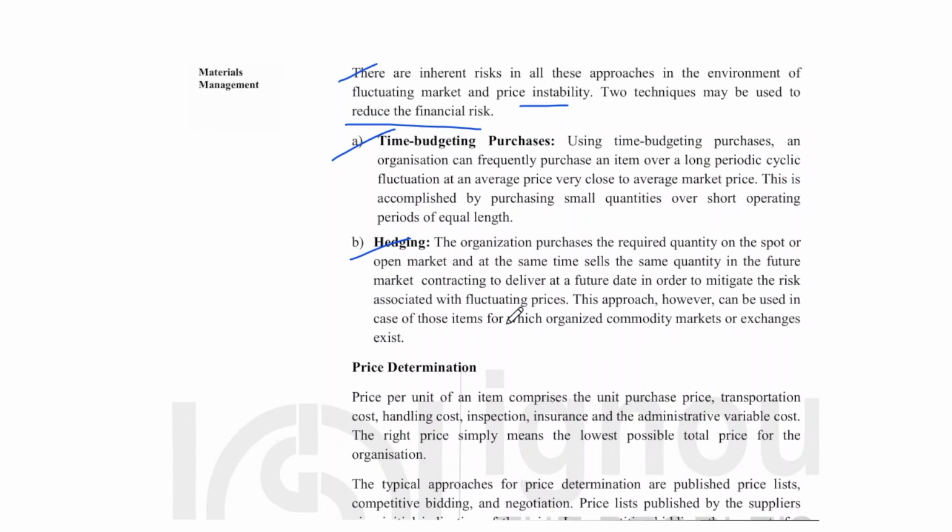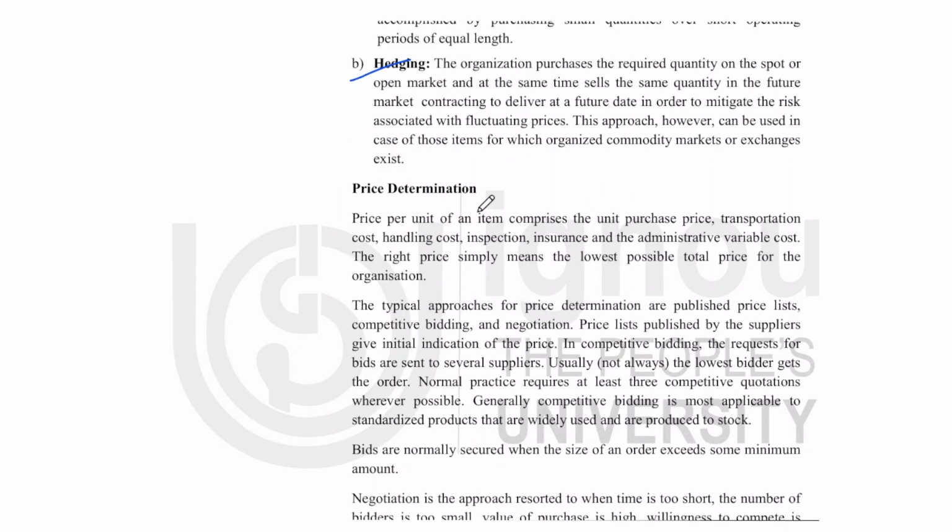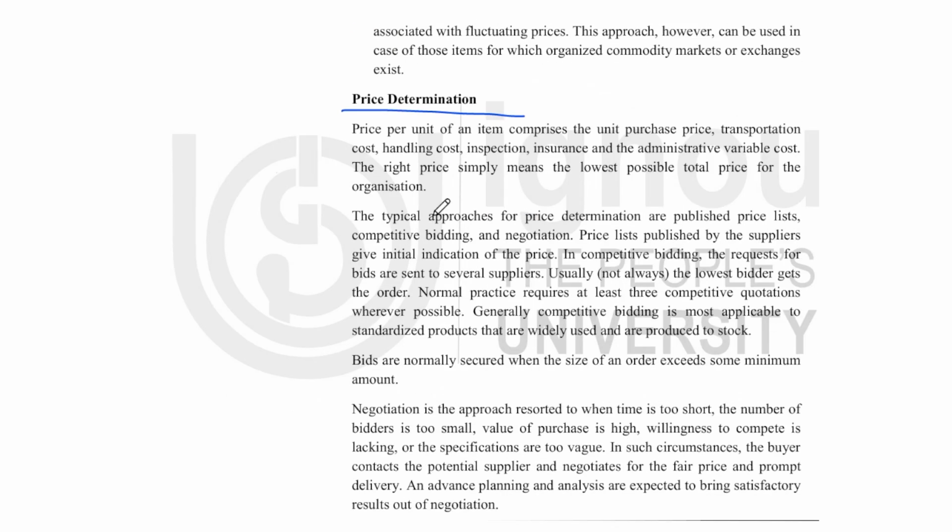So what is hedging? The organization purchases the required quantity on the spot or open market, and at the same time sells the same quantity in the future market, contracting to deliver at a future date in order to mitigate the risk associated with the fluctuating prices. And price determination. Price per unit of an item comprises the unit purchase price, transportation cost, handling cost, inspection, insurance, and administrative variable cost. The right price simply means the lowest possible total price for the organization.